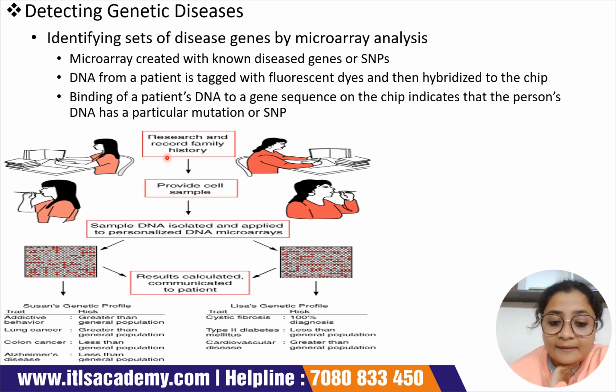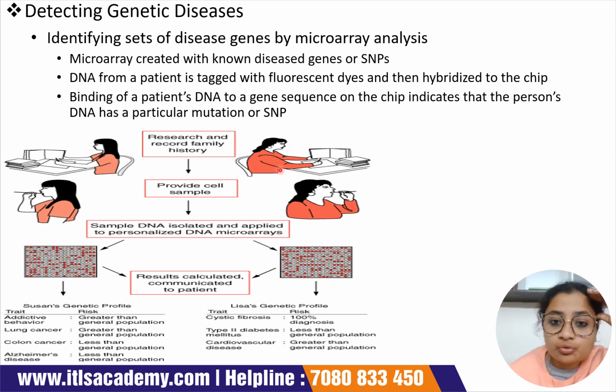Okay, and then binding of a patient's DNA to a gene sequence on the chip will indicate that the person's DNA has a particular mutation or SNP. So basically it's the same thing, that if there is proper binding with the fluorescent probe, and if there is a color change, there is a signal of color change, that means that particular gene is present. Okay, so over here also I have given a diagram, so it's kind of the same thing.